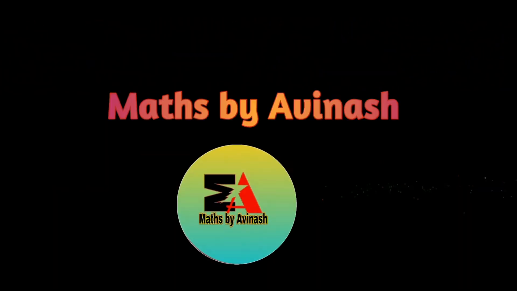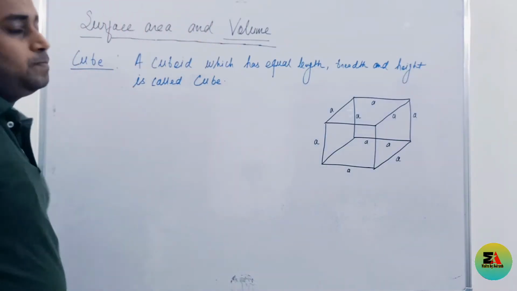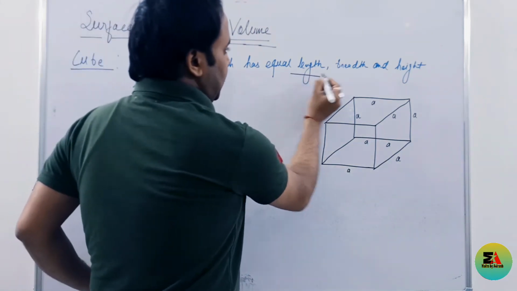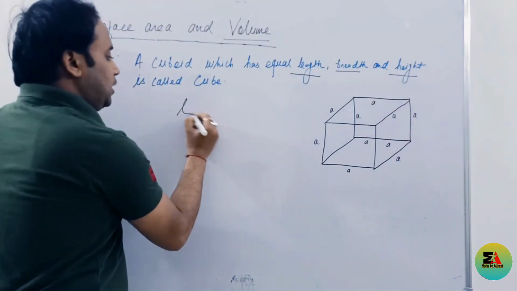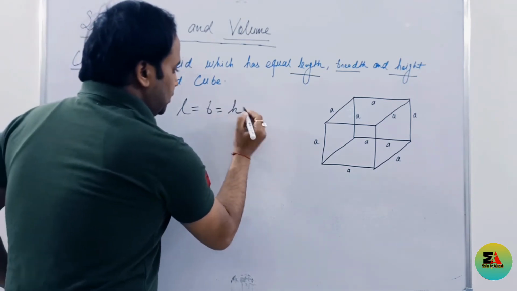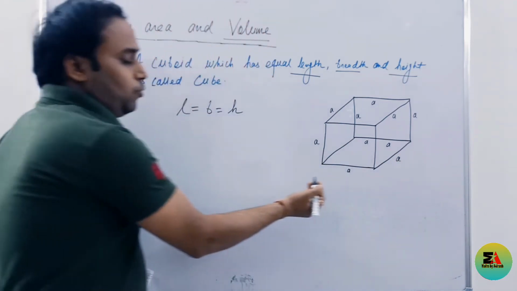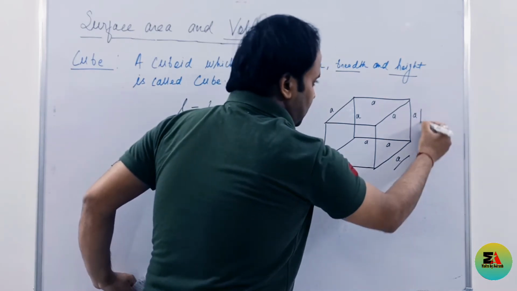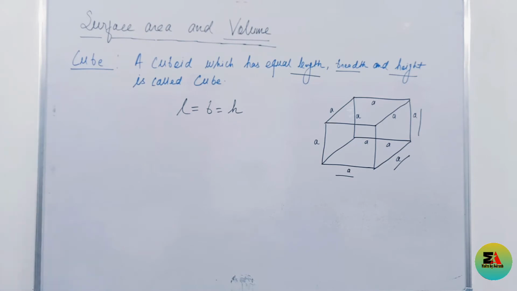In the previous class we saw the cuboid. Now we talk about the cube. A cube is a special type of cuboid in which length, breadth and height are equal to each other. If a cuboid has length A, then breadth becomes A and height becomes A, because all three sides are equal to each other.